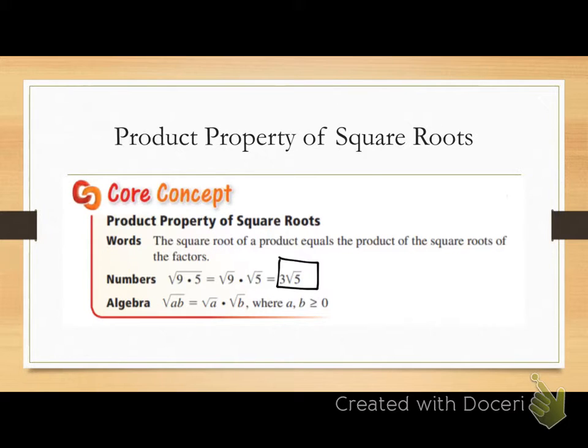So when using the product property, I like to ask myself, what's the biggest perfect square that goes into the number under the radical? So in this case, it was 45. The biggest perfect square that goes into 45 was 9. So I break it down into 9 times 5. Take the square root of 9. It's in simplest form. Okay?